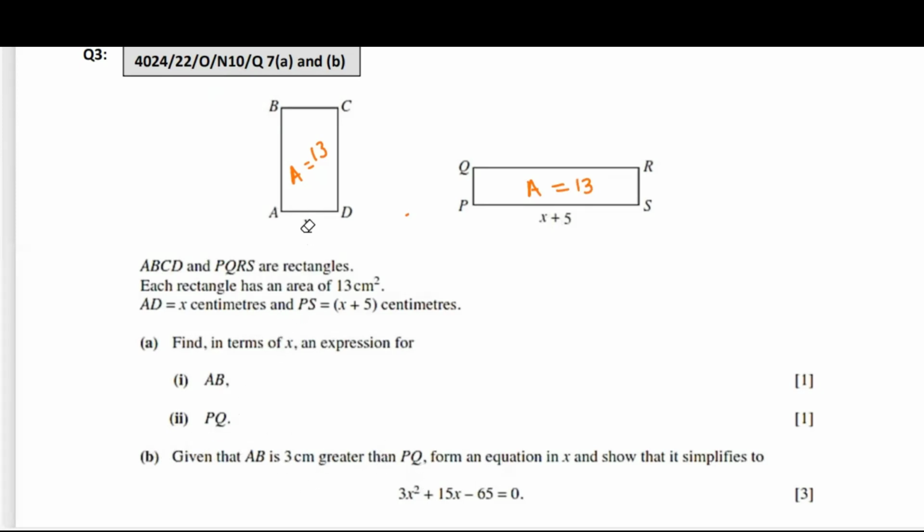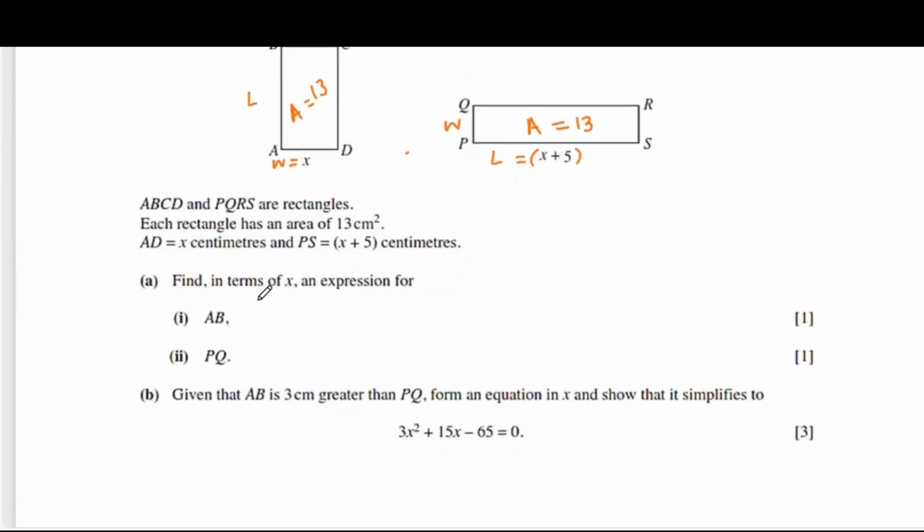Now x is what here? This is a rectangle, and what is AD? AD is the width here. So we can say width equals x, and AB is the length here. Similarly, x plus 5 is the length because length is the longest side, and this is width QP or PQ.